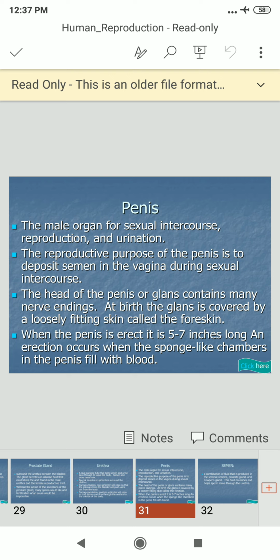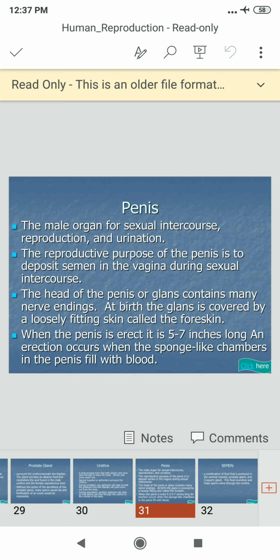It is a male organ for sexual intercourse and the genital organ of the higher vertebrates, and it carries the duct for transfer of sperm during copulation. In humans and most other mammals, it consists largely of erectile tissue and is also used for urination. The penis deposits semen in the vagina during sexual intercourse, and the head of the penis, or glans, contains many nerve endings.